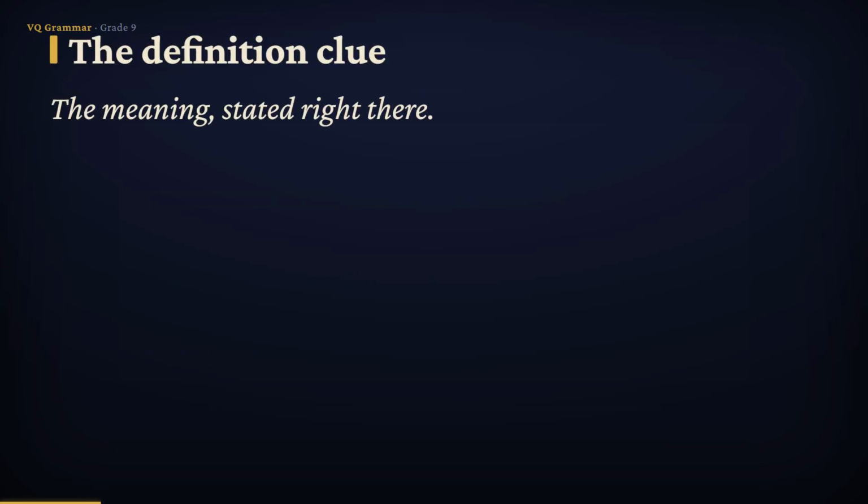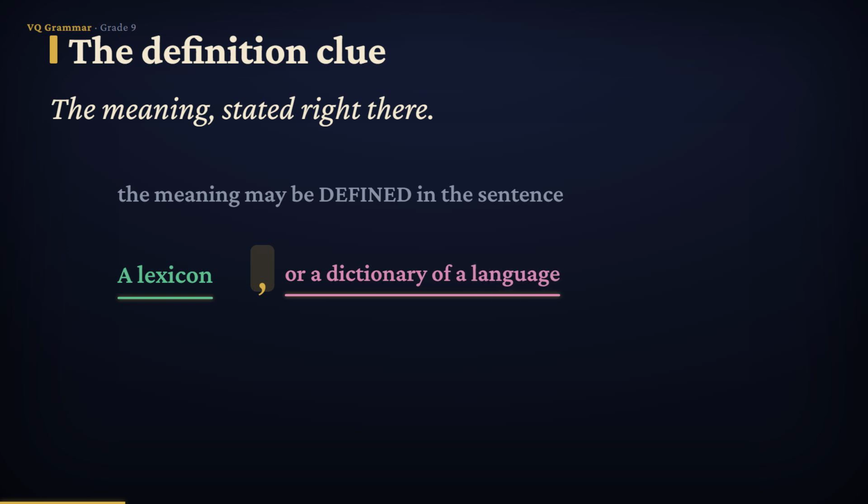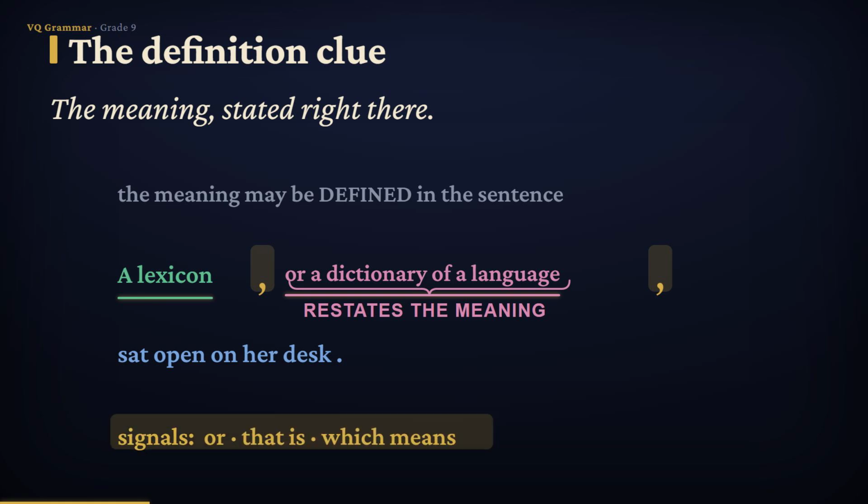Let's start with the most generous clue of all, the definition clue. Sometimes the writer simply defines the hard word for you, right there in the sentence, often between commas. Watch. A lexicon, or a dictionary of a language, sat open on her desk. Even if you had never met the word lexicon, that phrase between the commas, or a dictionary of a language, restates the meaning outright. Signals like or, that is, and which means, are your flag that a definition is on the way. When you spot one, the sentence is practically doing the work for you.